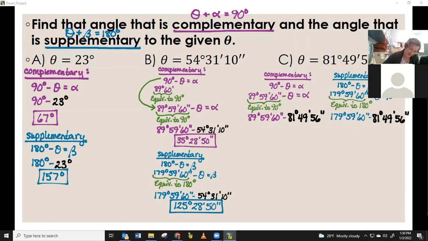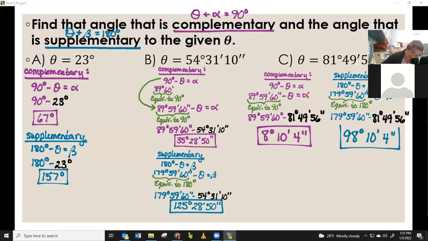All right. So our complementary angle. There we go. Good job, Miles. The complementary angle is going to be 8 degrees, 10 minutes, 4 seconds. And then our supplementary angle is going to be 90 degrees bigger. So 98 degrees, 10 minutes, 4 seconds. Awesome. All right, we're going to stop there for today.